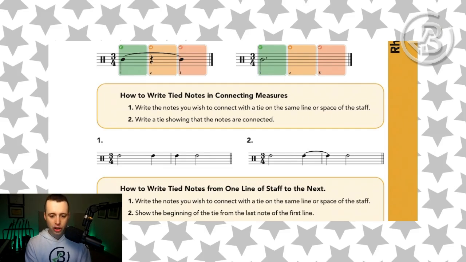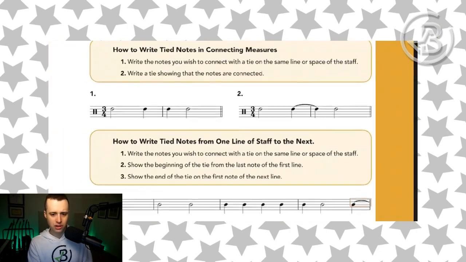Because that's what we're going to be doing primarily in level 1, is we're going to write ties from one measure to the next or from one line to the next. So we can see here that step number 1 is you write all the notes you want, including the notes you're going to tie together. And step number 2 is, yep, boom, you just add the tie.